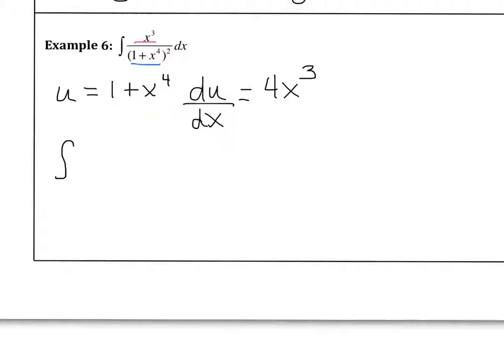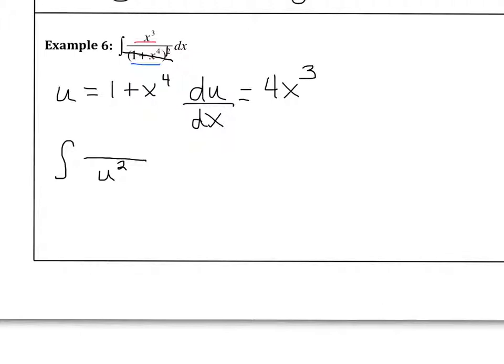All right, well, let's not worry about the numerator just yet. That'll all fall into place. But I know that instead of writing (1 plus x to the 4th) squared, I can write u squared. And then that takes care of this much and the squaring as well. So that's accounted for. Good. All right, well now we just need to get an x cubed and a dx in there.